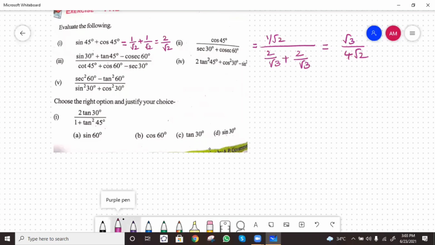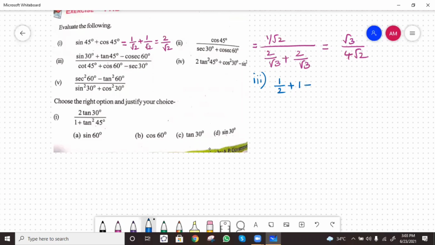So let us solve the third one. Third problem. You have to give a response. What is sine 30? 1 by 2. Sine 30 is 1 by 2. All these values should be on your fingertips. What is tan 45? 1. All these values should be on your fingertips. Okay, don't get confused. Take your own time.